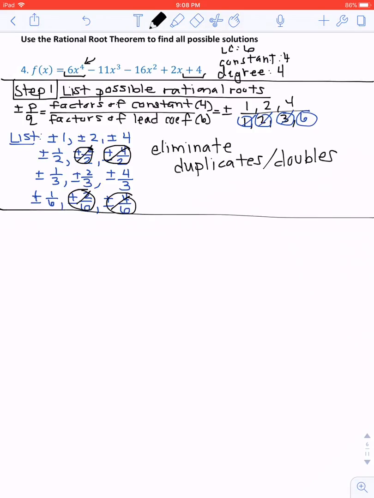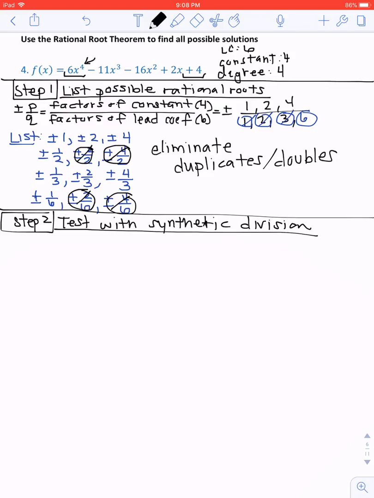All right, so there's our list to do what with. What's our step 2? To test them. What do we test them with? Synthetic division. Okay, so test with synthetic division. You don't have to, but my pattern is to check this first column. Right, so start using synthetic division. See if anything from that first column, either a positive or negative 1, positive or negative 1/2, 1/3, or 1/6. Do any of those result in a 0?